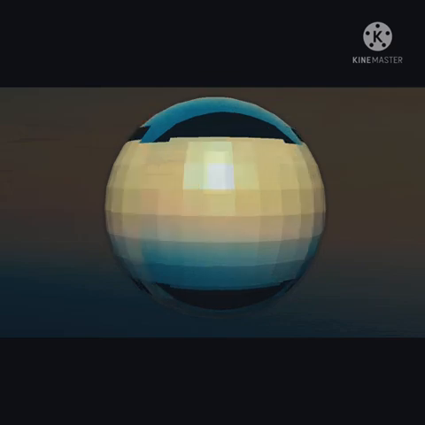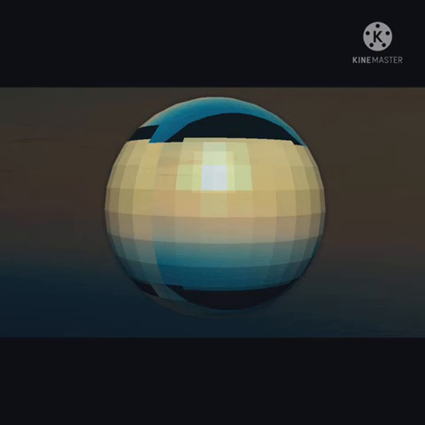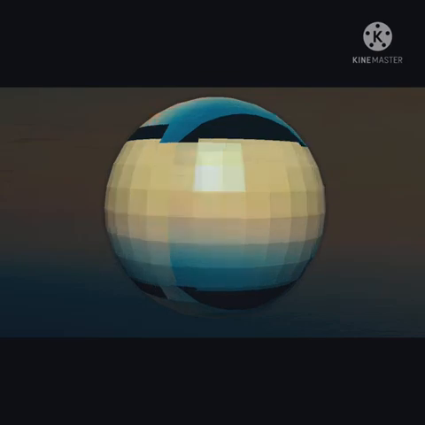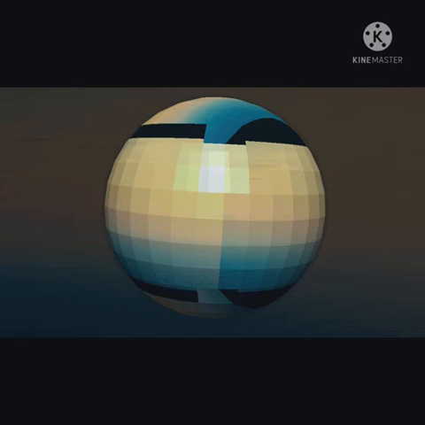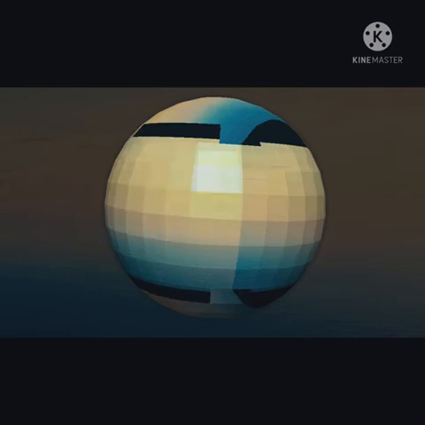Earth rotates on its own axis in 24 hours, causing day and night. West to east, it revolves around the Sun in 365 and a quarter days, causing seasons. The extra quarter day adds up to one extra day, and every 4 years we have a leap year.